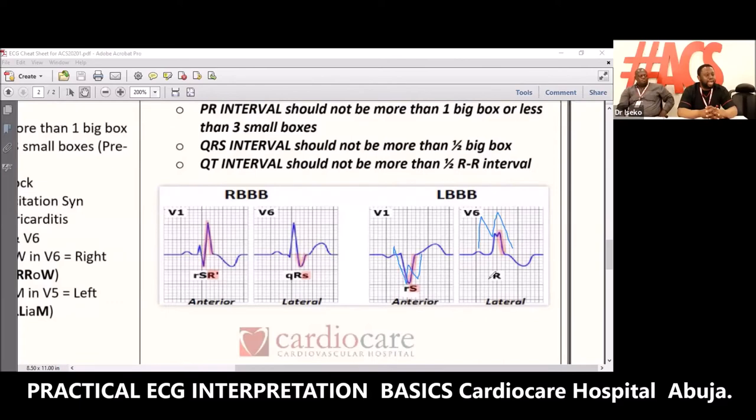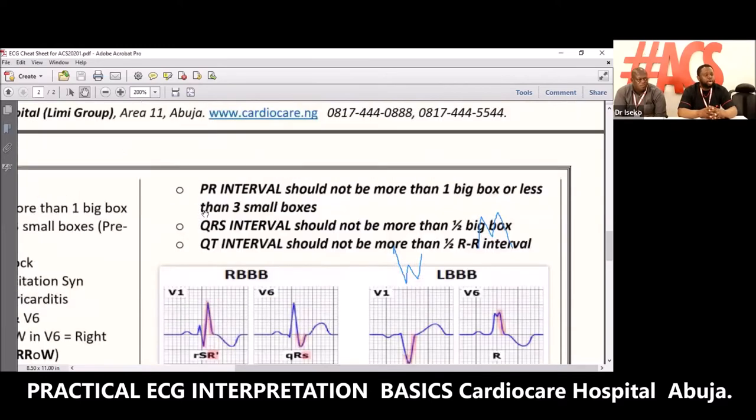If you look above that, you can see the intervals, the normal intervals. QRS should not be more than half a big box. QT should not be more than half of the RR interval. And PR should not be more than one big box or less than three small boxes. So, QRS should not be more than half a big box. If you look at this QRS now, that one is more than half a big box.